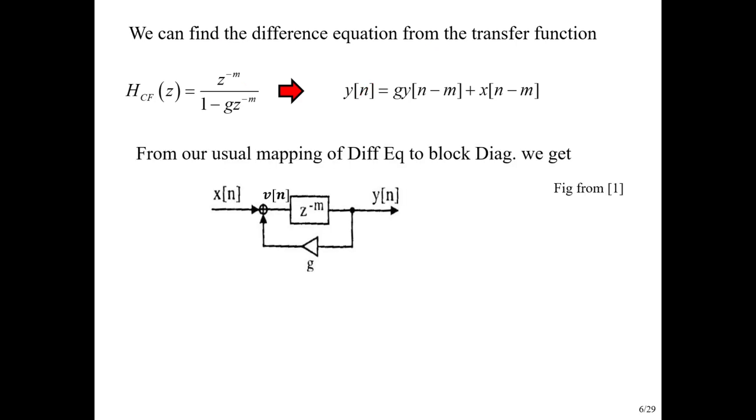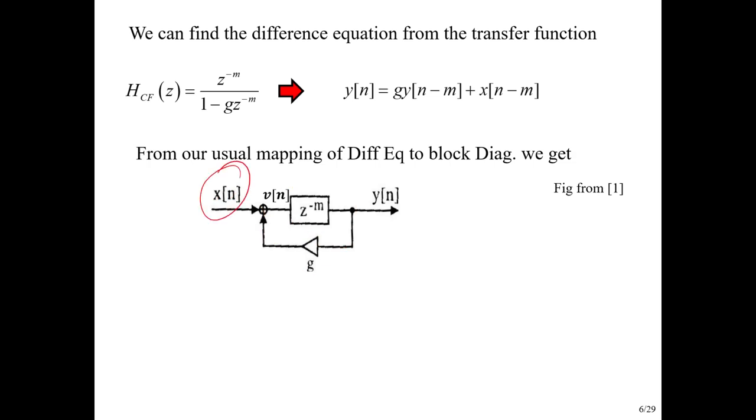So we go from transfer function to difference equation. And then from difference equation to block diagram. So here's a block diagram. We've got an M sample delay. So remember, that would really be built by z to the minus 1 cascaded M times. We're just showing it as a single block there. And then we have a feedback through G, and those get added. So that's how we get that. But we can see what's happening here, right?